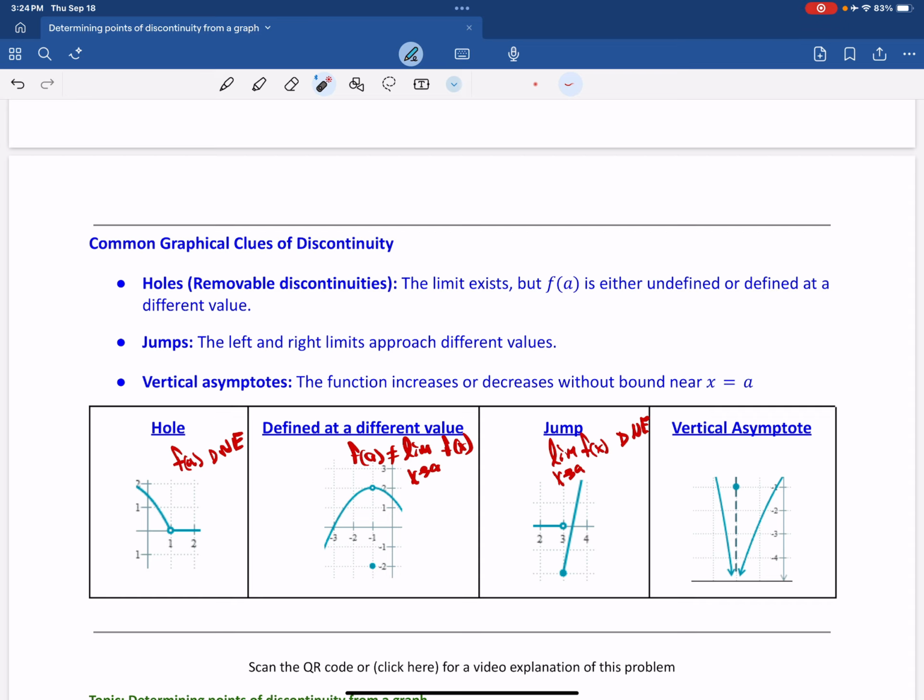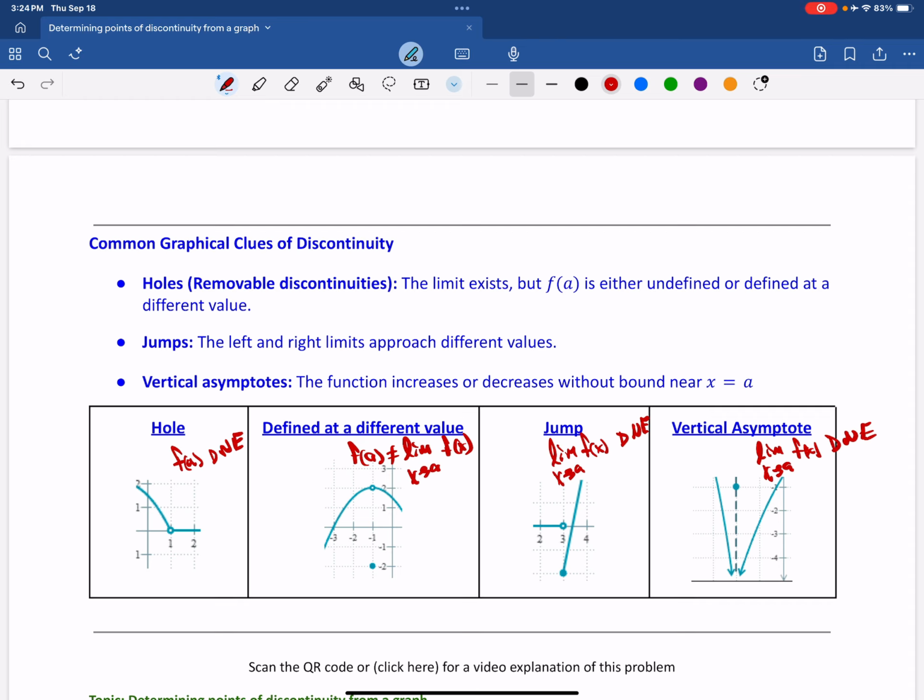And if the limit does not exist, because, by the way, a limit has to equal a number. You can't ever equal infinity or negative infinity. Those aren't defined. So technically, the limit does not exist. So that would be the reason. Limit as x approaches a of f of x does not exist. Anytime you see a vertical asymptote, the limit doesn't exist, so the function's not continuous.